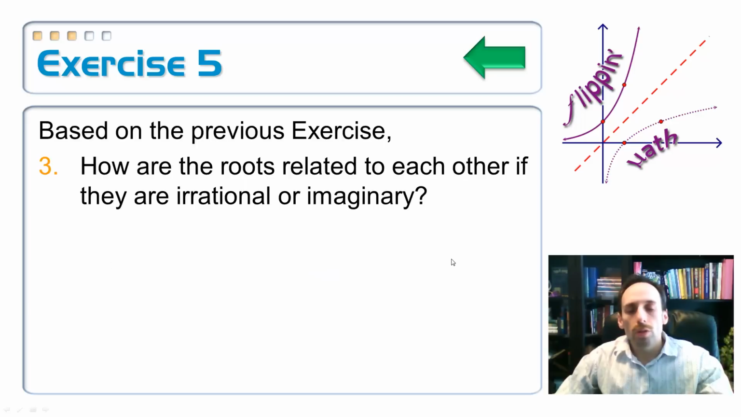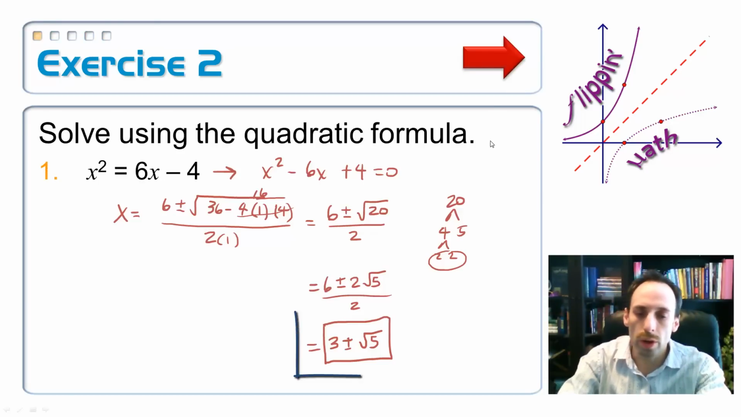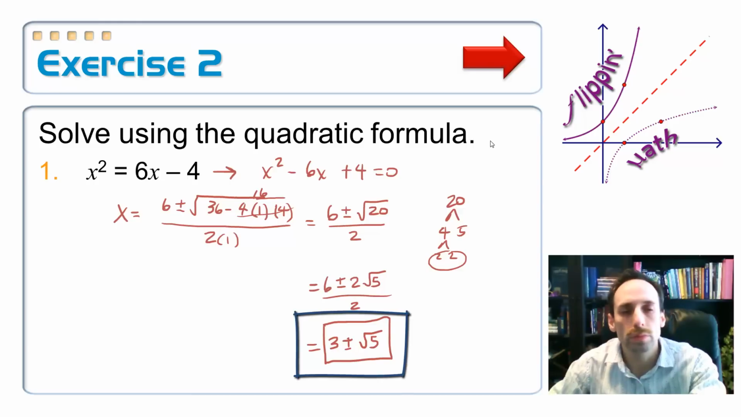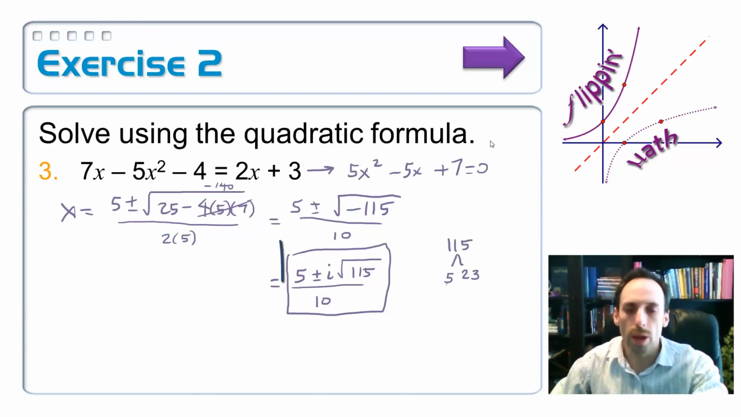How are the roots related to each other if they are irrational or imaginary? You've done enough of these to know probably already what this answer is. So on this one, I've got 3 plus the square root of 5 and 3 minus the square root of 5. What kind of answers are those? This one, meh. How about that one?